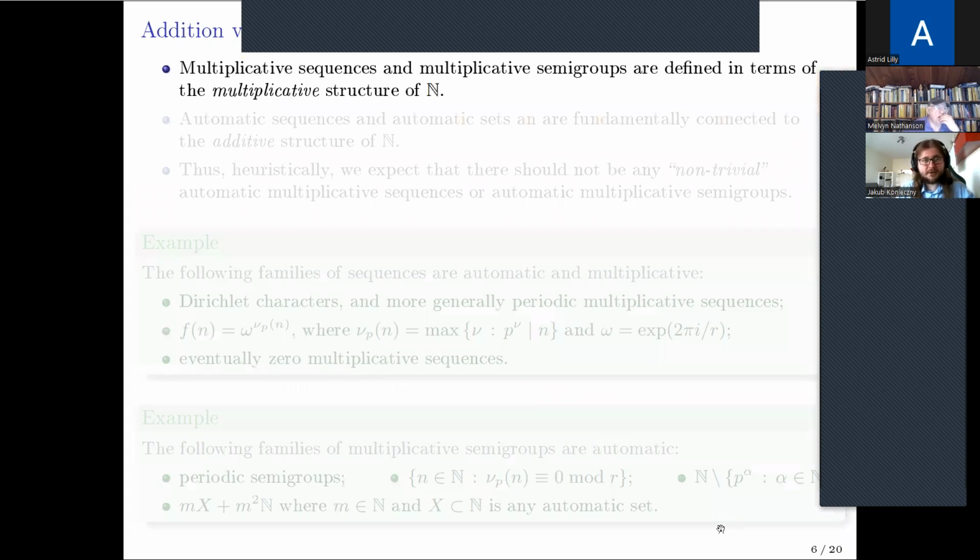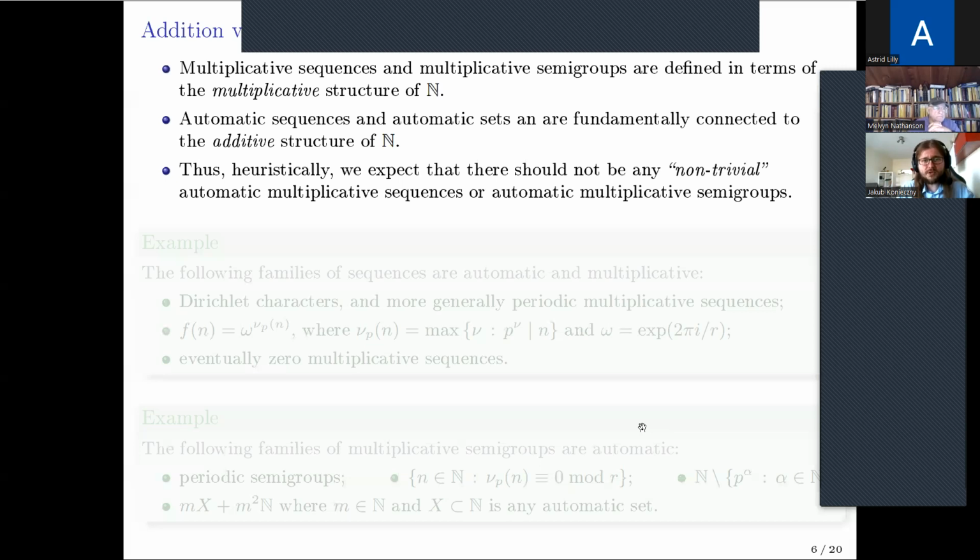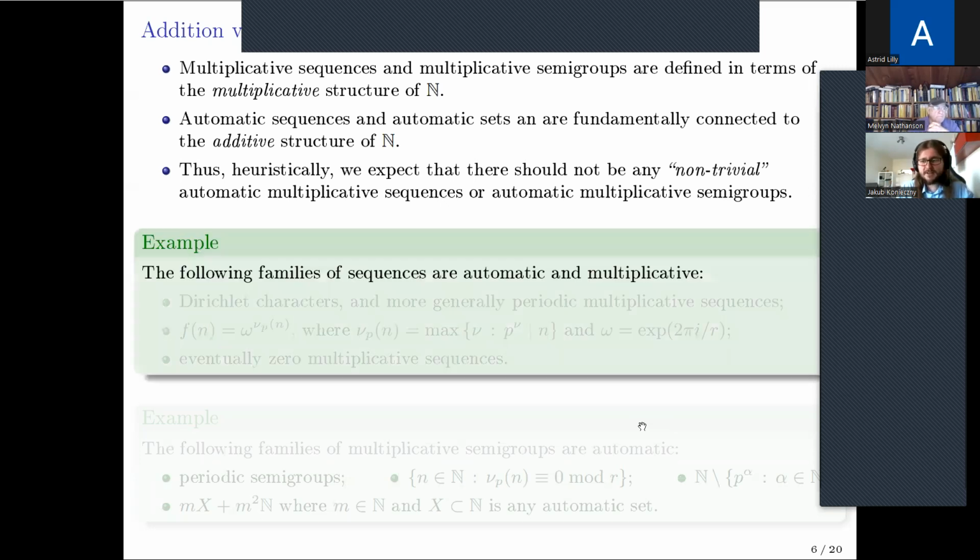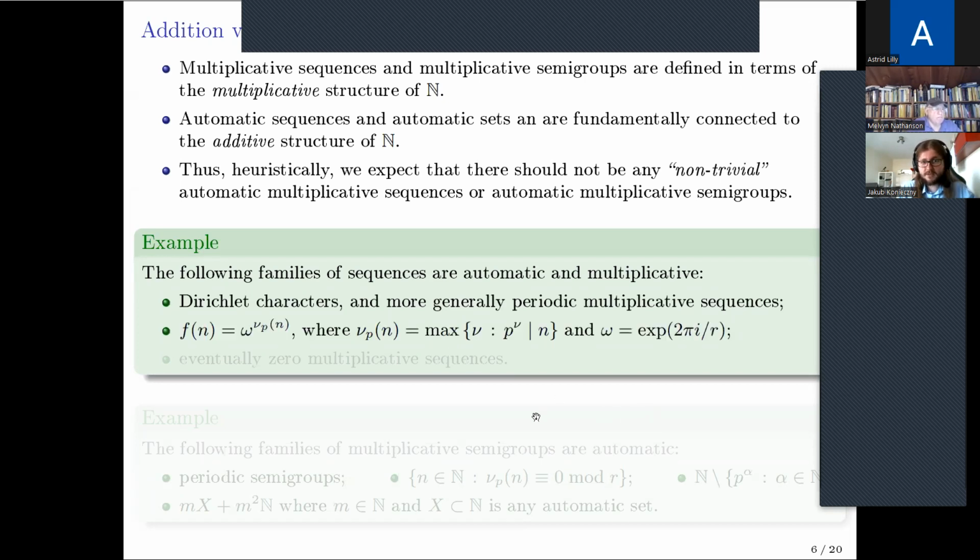Now, what does it mean in our particular context? Multiplicative sequences and multiplicative semigroups are multiplicative, kind of tautologically. Automatic sequences have more of an additive flavor. So heuristically, we would hope that there should only be certain trivial examples, and above that, nothing interesting should be happening. So here's a couple of examples of multiplicative sequences that are automatic. First of all, we have Dirichlet characters and periodic sequences. We have sequences that only depend on the p-adic valuation. These are p-automatic. And we have sequences that are eventually 0.